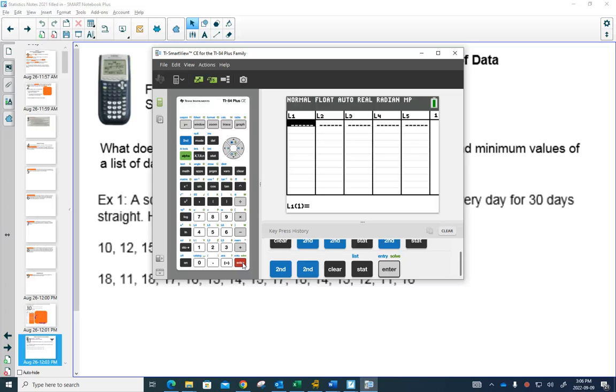Generally speaking, even though it seems intuitive, if you want to delete all the data in list one, you don't go up to list one and hit delete, because then it gets rid of your list one completely. Instead, we'll learn that you can hit, it's tricky, you have to push the clear button and the down button, clear and then down, and then it clears everything down. Okay, what we're going to do is we're going to put all this data into the list. So you've got 10 and then 12.